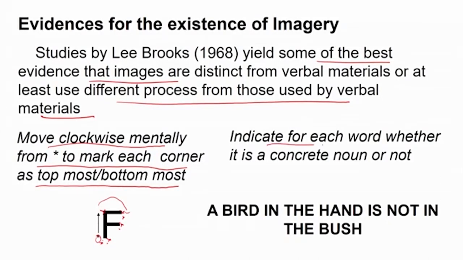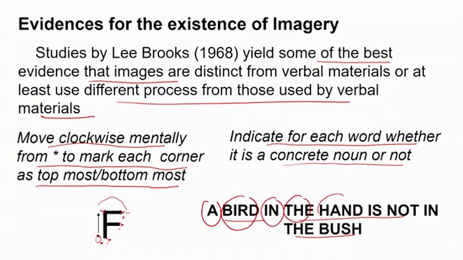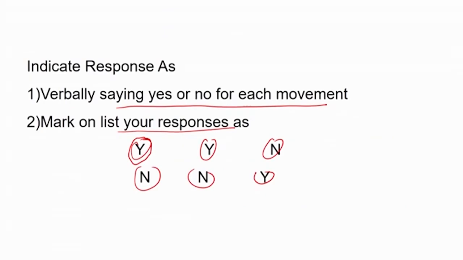In the other experiment, people were asked to indicate for each word whether it is a concrete noun or not. For the sentence, a bird in the hand is not in the bush, people had to relate back whether each word is a concrete noun or not, and that is what was supposed to be done. The same kind of response was used here. What do you think happened? What was the result of an experiment like this?